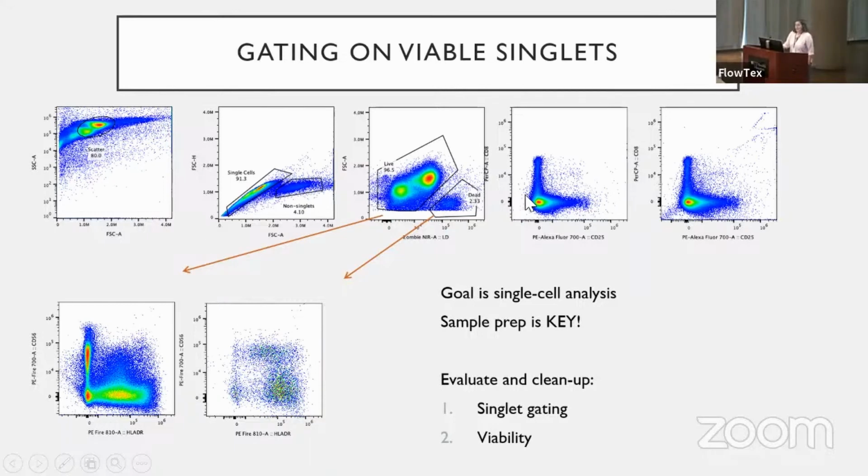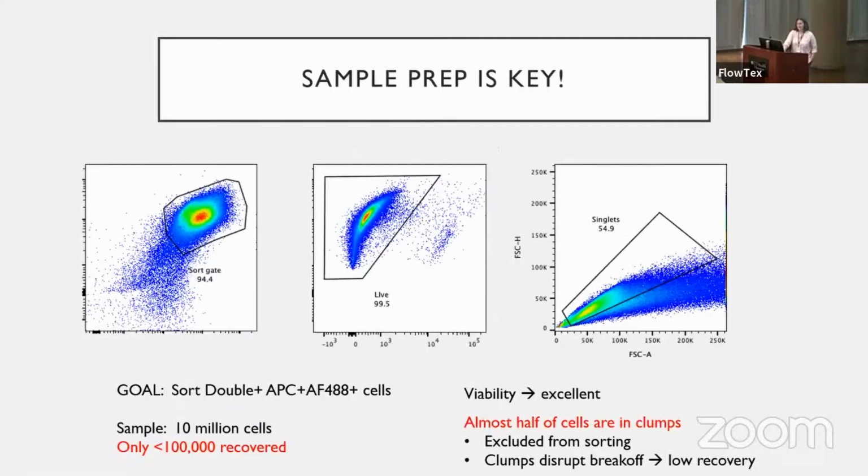Over on this side right here, we have actually gated for live versus ungated. So over here, we have a live gate, and over here, we have ungated. And you can see that by getting rid of the dead cells that are positive for the zombie near IR, we get rid of all of these things like aggregates, doublets, et cetera, throughout the assay. So you do want to clean those up.